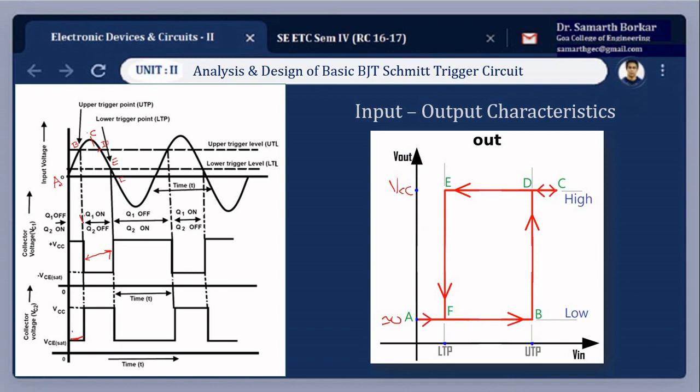Fine. We have these 6 different levels: A, B, C, D, E and F. So from the level A to B, when the input increases from A to B, the output voltage is 0. So this value is VCE sat. As we keep on increasing the voltage, at point B there is a transition, the output voltage shifts from VCE sat to VCC. So it goes into high state, high value.